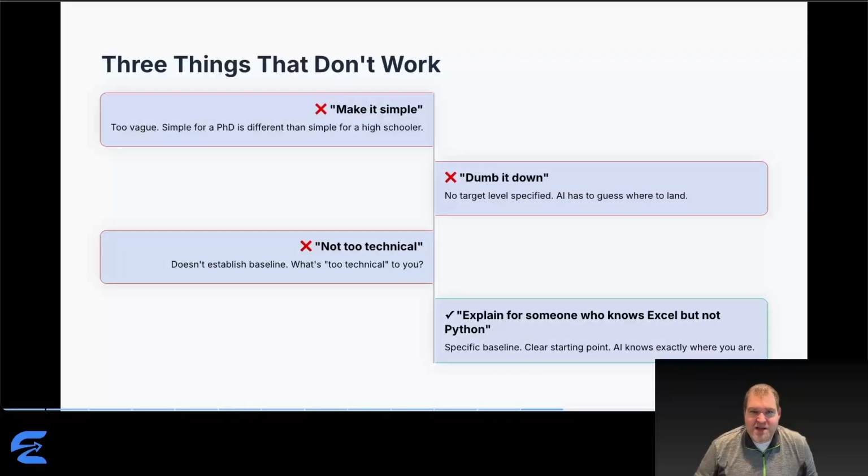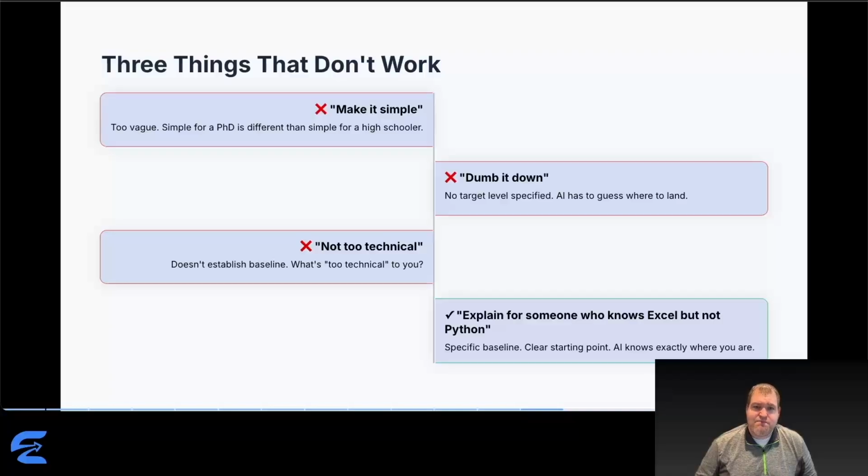Let's talk about what doesn't work because I see these mistakes constantly. Make it simple is too vague. Simple for a PhD is radically different than simple for a high school student. AI has no idea where to land. Dumb it down gives no target level. You're asking AI to guess, just with slightly different phrasing. Not too technical doesn't establish a baseline. What's too technical to you might be perfectly fine for someone else, and vice versa.